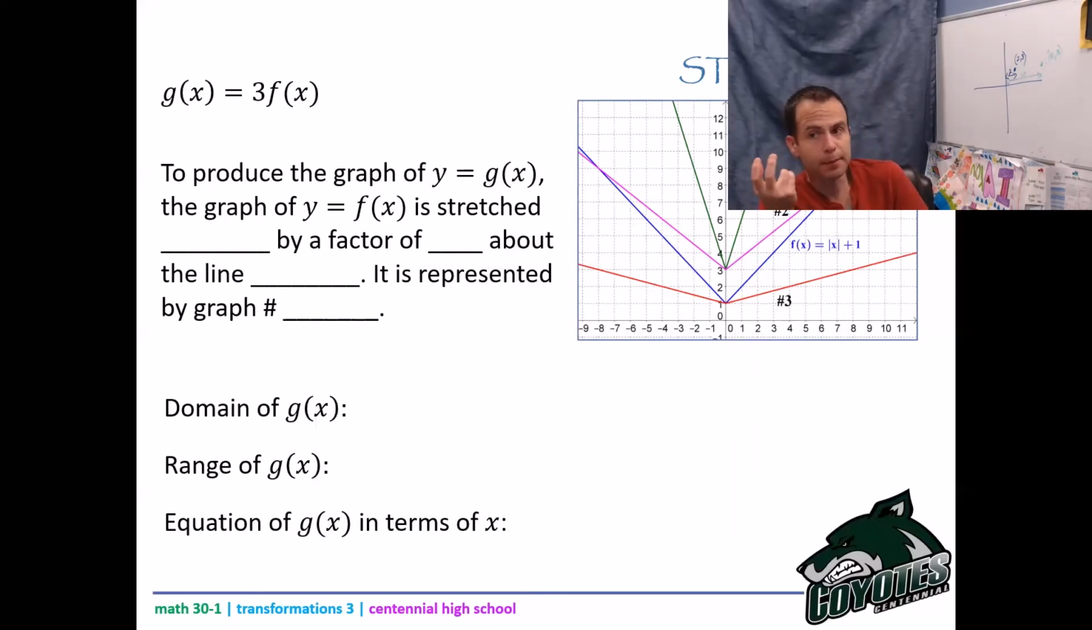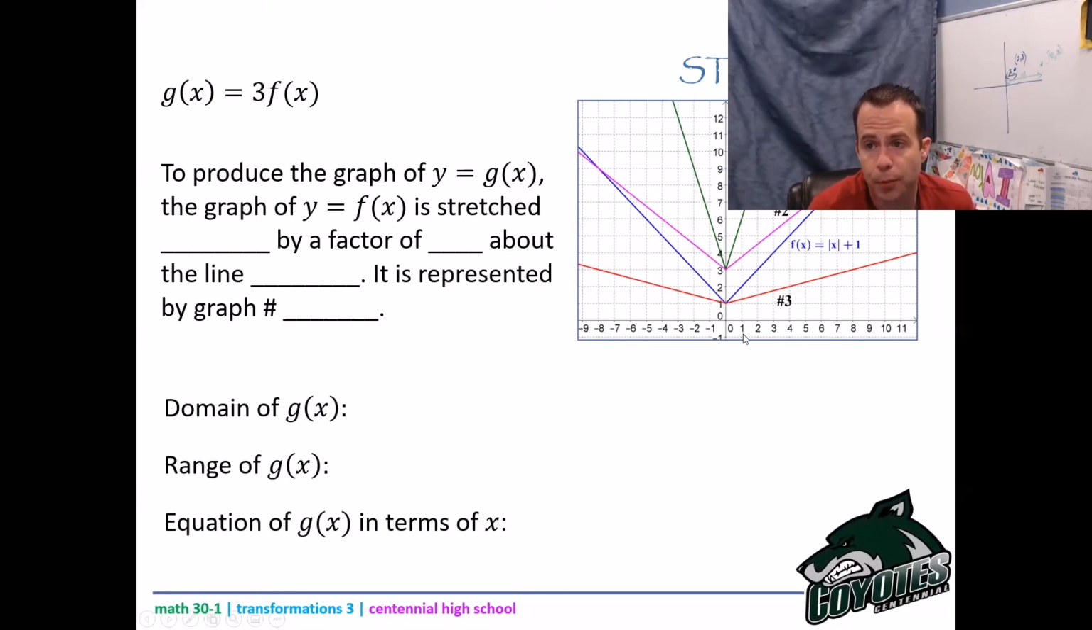Just pick a couple points on the original graph and see where they end up. I have the point 0, 1. If I multiply my y values by 3, that's going to become 0, 3. So that means I'm not looking at graph 3 right now. I'm either looking at graph 1 or graph 2, but that's not enough to figure it out.